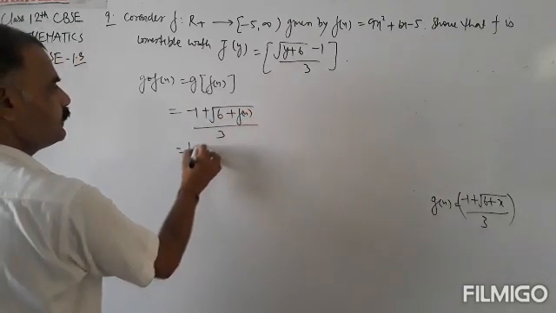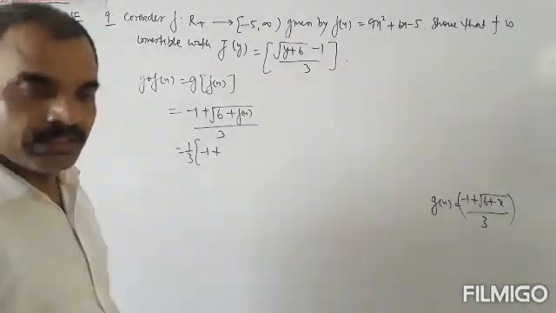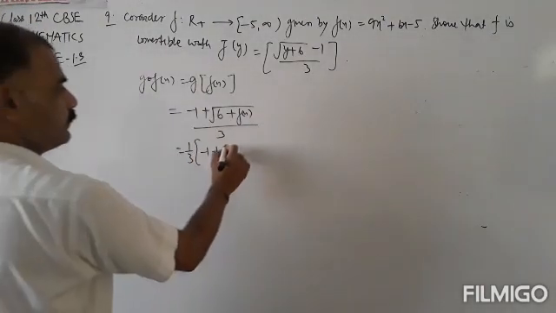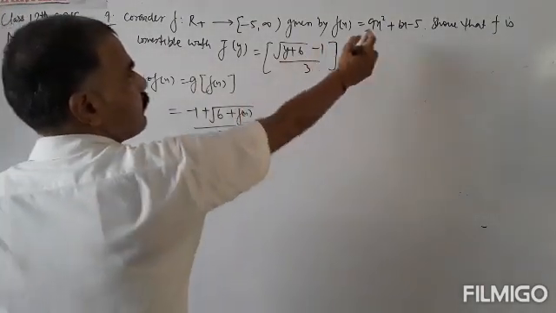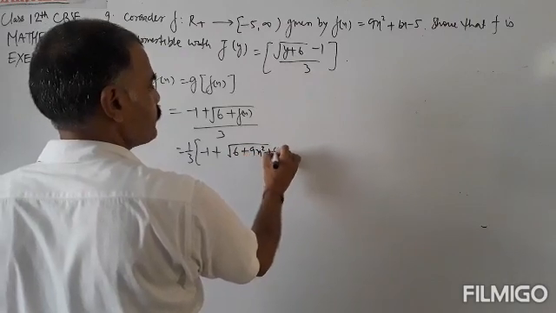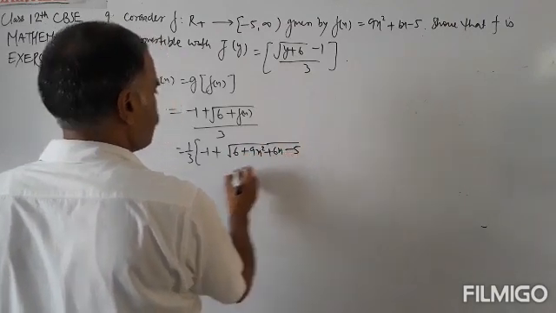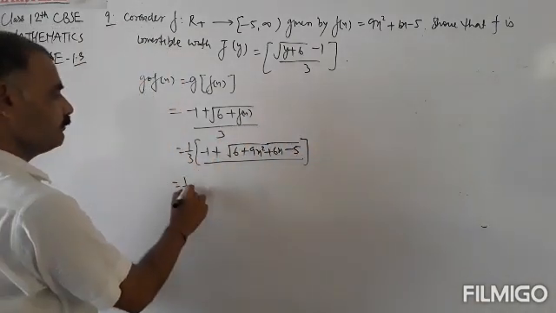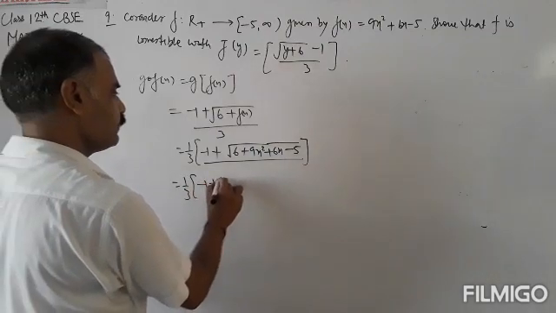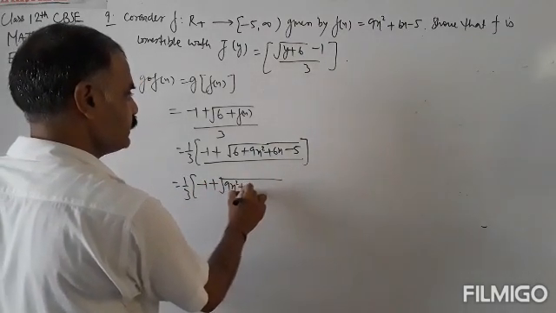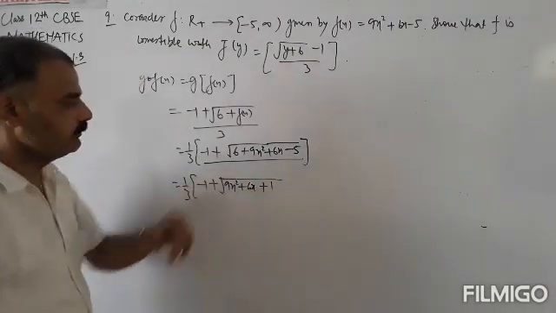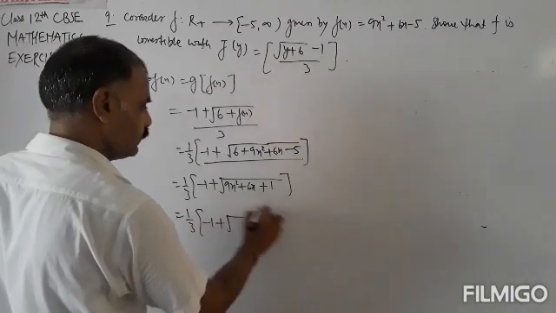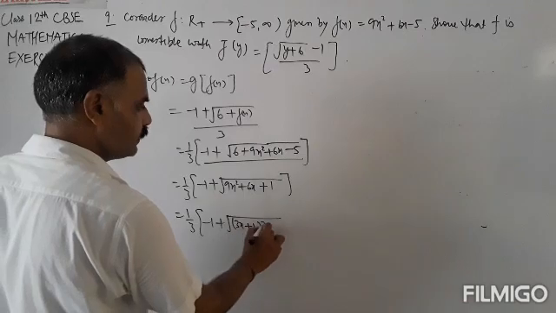So the image of f(x) under g is (-1 plus under root 6 plus function x) upon 3. So this is equal to 1/3 times (-1 plus under root 6 plus function x), and function x is 9x squared plus 6x minus 5. So 1 upon 3 times (-1 plus under root (9x squared plus 6x plus 1)), and this is equal to 1/3 times (-1 plus under root of (3x plus 1) whole square).